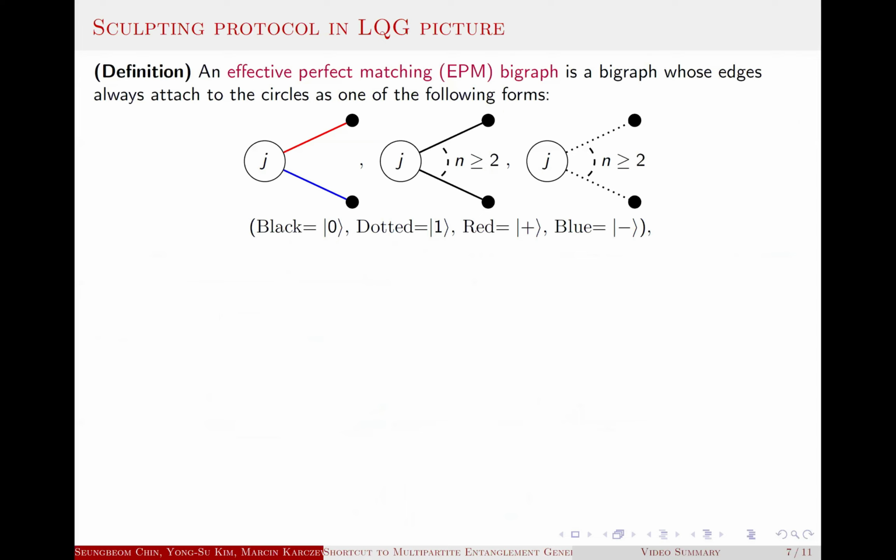As I have mentioned, it is pretty tricky to find sculpting bigraphs to satisfy the no bunching restriction. But there is a special group of bipartite graphs that always satisfy the no bunching restriction. We dub them effective perfect matching bigraphs, or simply EPM bigraphs. An EPM bigraph is a bigraph whose edges always attach to the circles as one of the following forms.